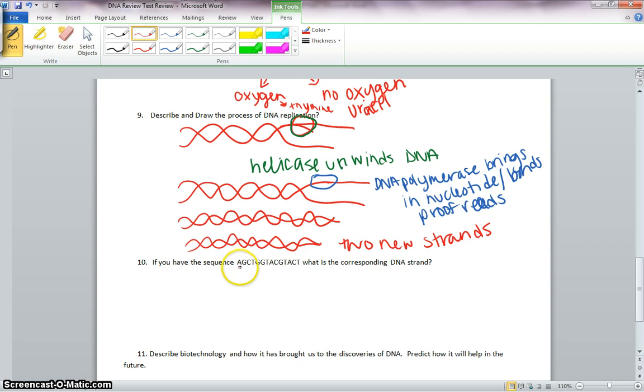Okay, if you have a sequence like AG and so on, what is the corresponding DNA strand? So what is the other pair? Remember, A's go with T's, G's go with C's. So if we have A, we have to have a T, then C, then G, then A, C, C, A, T, C, G, C, A, T, G, A would be the corresponding DNA. So A's and T's go together, C's and G's go together, and so on and so forth.